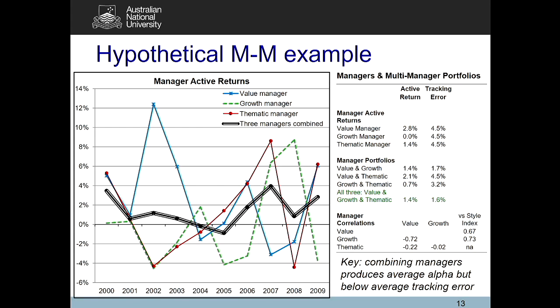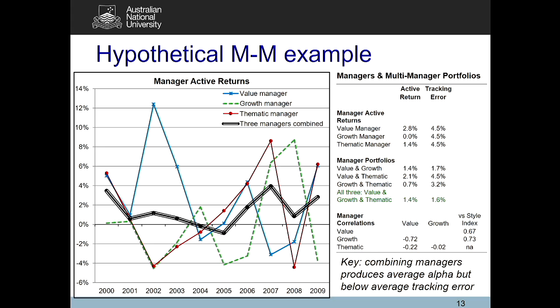A thematic manager is quite hard to pin down their exposures. So they're sort of sitting somewhere in the middle. We've got all three managers have at least a 0 or positive alpha. None of them are negative. The value manager has a 2.8% alpha. The growth manager has a 0% alpha, the thematic manager has a 1.4% alpha, and they all have identical tracking errors of 4.5%.